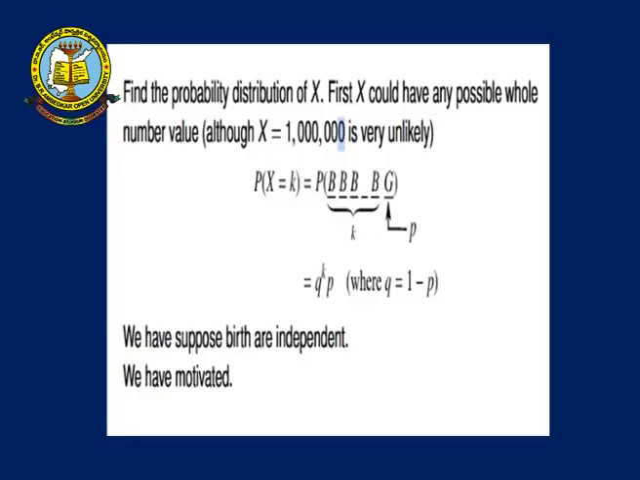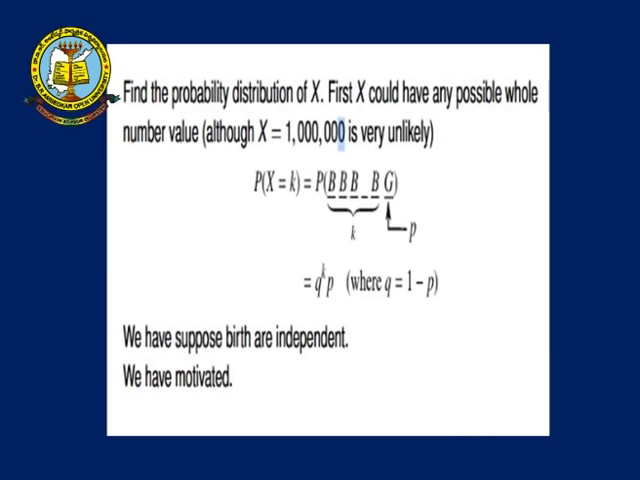Find the probability distribution of X. First, X could have any possible whole number value, though 10 lakhs is very unlikely. So we can take P(X = k) as the sequence of k boys B followed by a girl G. All the k B's each have probability Q and the G has only probability P. Already I told you P plus Q is equal to 1, so therefore Q is equal to 1 minus P. So the probability is Q power k into P.